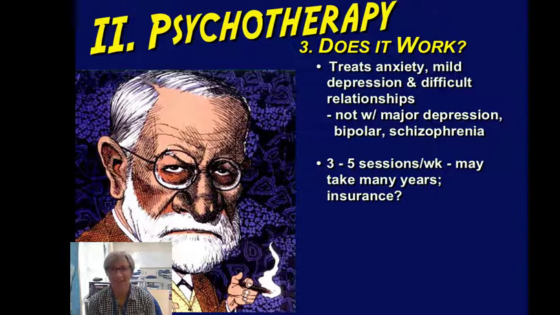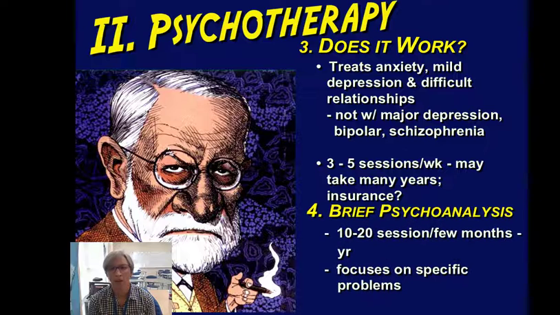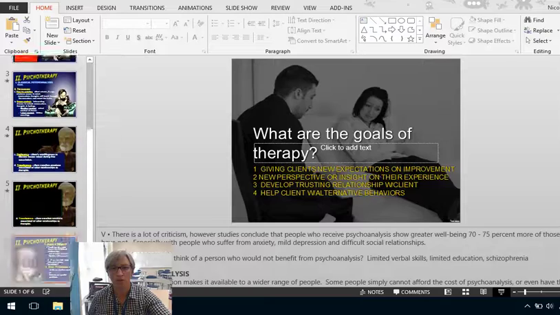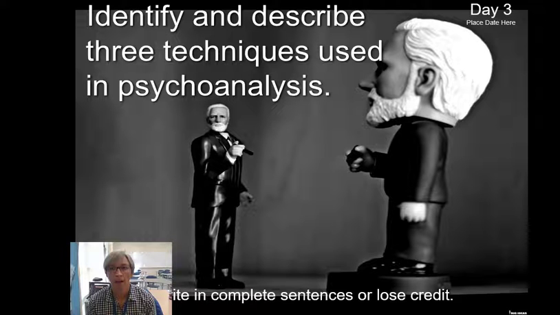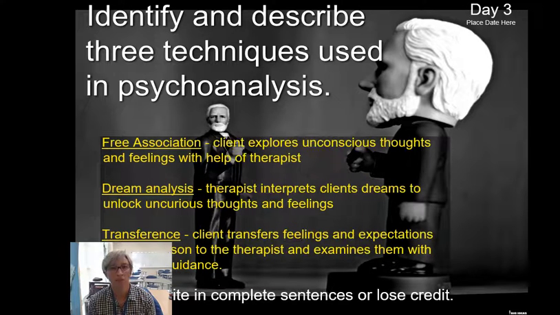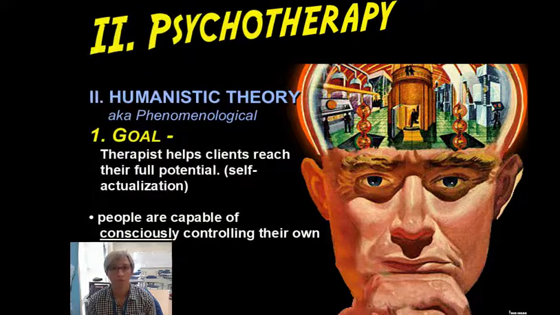And like I said, it's time consuming. Three to five sessions per week may take many years, and insurance isn't really willing to cover long-term care like that. Ten to 20 sessions, a few months to a year, is a brief version of psychoanalysis, so it can help with some major disorders, or not major disorders, some. And now to focus on humanistic psychology. Identify and describe three techniques used in psychoanalysis. That includes free association, dream analysis, and transference.